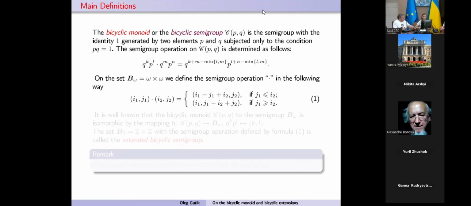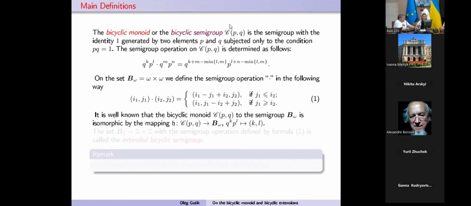Also, if we consider the square of omega with the following semigroup operation, this semigroup is isomorphic to the bicyclic monoid by the following mapping: Q to the power K, P to the power L maps to (K, L).